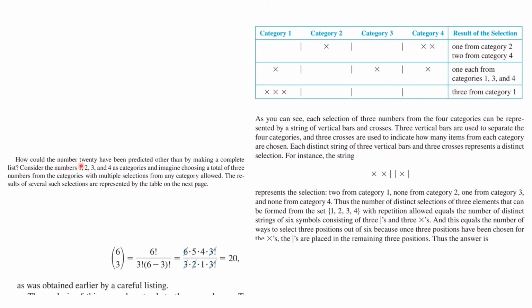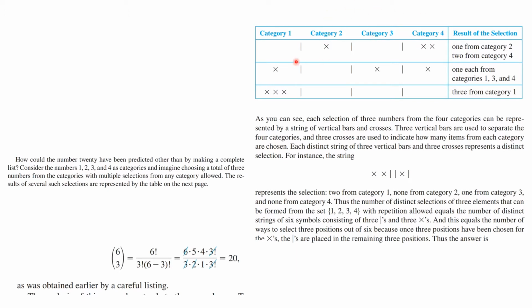How could the number 20 be predicted other than making a complete list? And that would be very difficult if the numbers were larger. So let's consider the numbers 1, 2, 3, and 4 as categories, and imagine choosing a total of 3 numbers from the categories with multiple selections from any category allowed. The results of several such selections are represented in this table, and you can envision more. So you see here is category 1, category 2, category 3, and category 4.